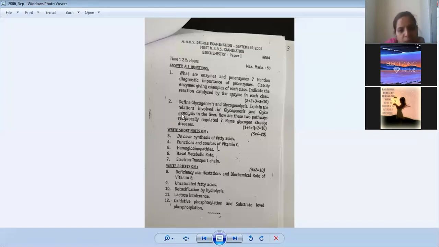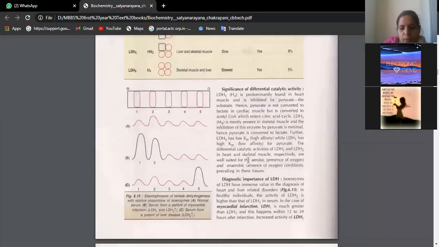Glycogenesis, glycogenolysis, reactions, reciprocally regulated. This we have actually discussed, but we will have a quick review.